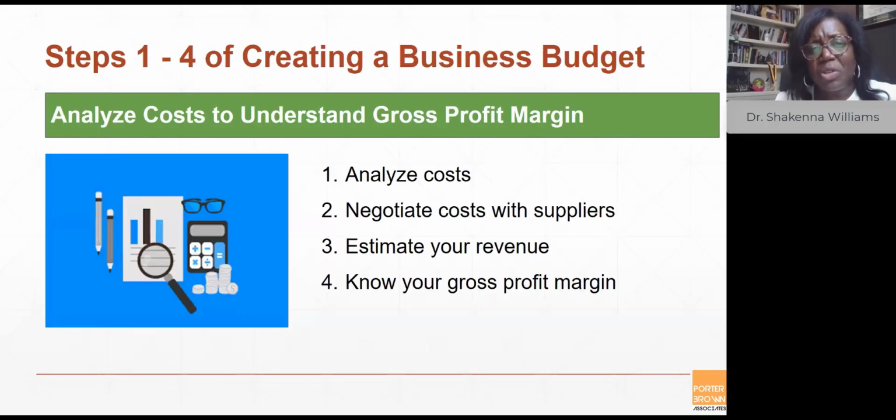Analyzing costs. Before you start drafting a budget, you must do some research about the operating costs involved in your business.